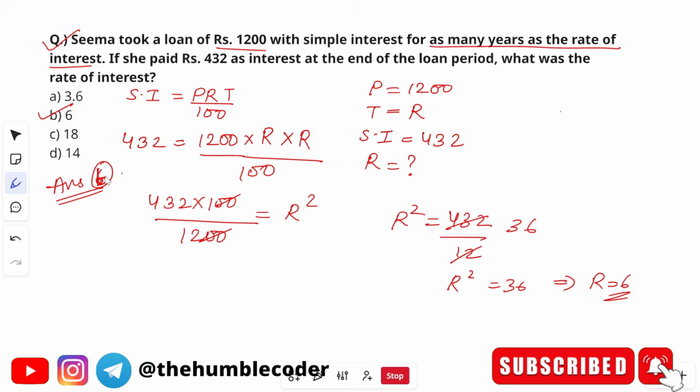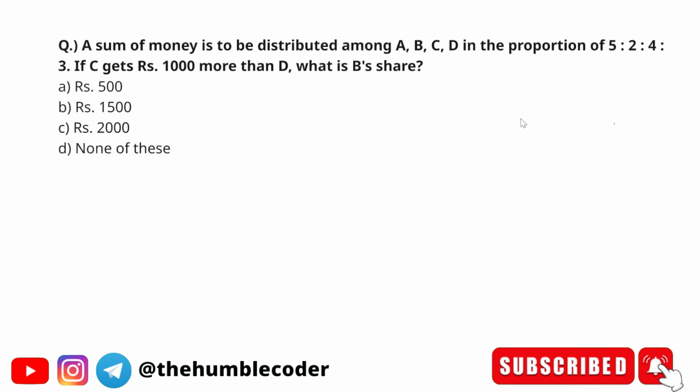Let's now move on to the next question. Let's look at this question. The question says a sum of money is to be distributed among A, B, C, D in the proportion of 5:2:4:3. If C gets rupees 1000 more than D, what is B's share? First of all, we are given some data. Let's use that, and based on that, we have to find B's share.